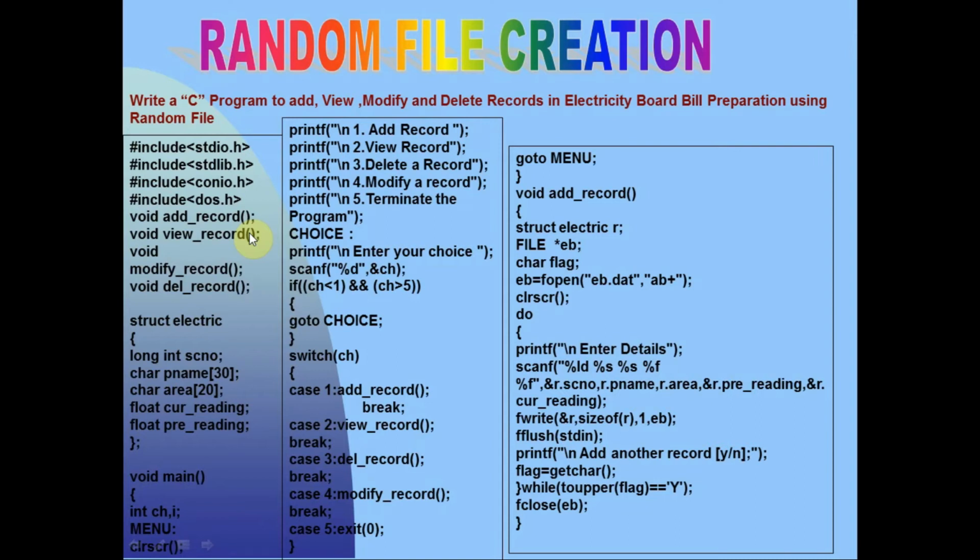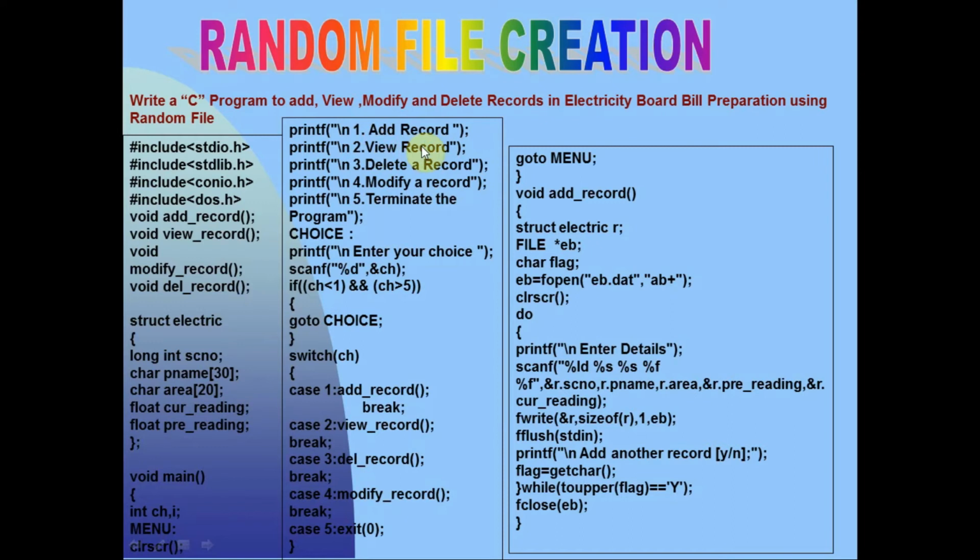Now random file creation. First of all, define the structure, whatever it may be. We are defining all kinds of data members in the structure. Then here we are using menus 1, 2, 3, 4 and 5. If your choice is the first one, it means adding records.